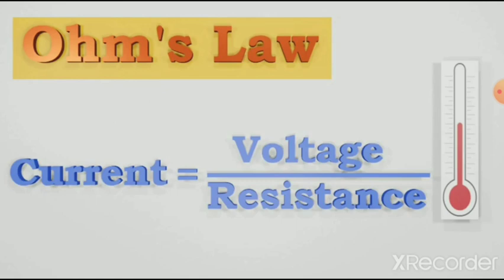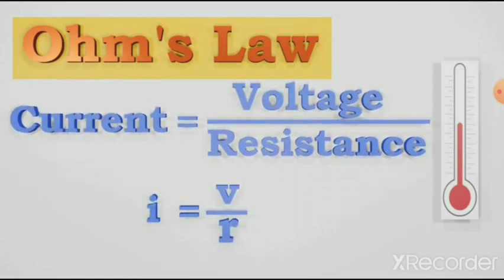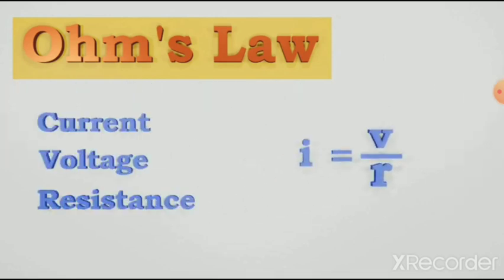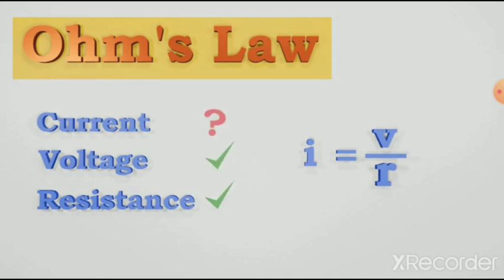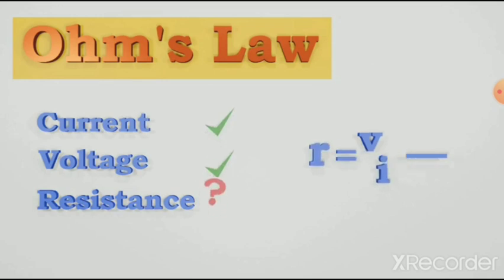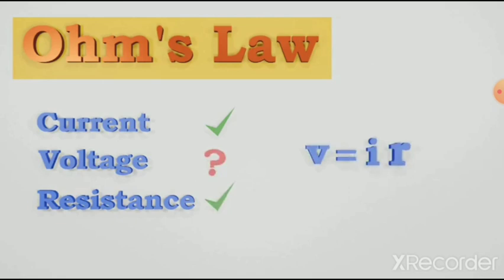Let's replace the terms by the notations. I equal to V divided by R. By knowing any two values of the voltage, current or resistance quantities, we can use Ohm's law to find the third missing value. To find the current, we need to know voltage and resistance. To find the resistance, we need to know voltage and current. To find the voltage, we need to know current and resistance.